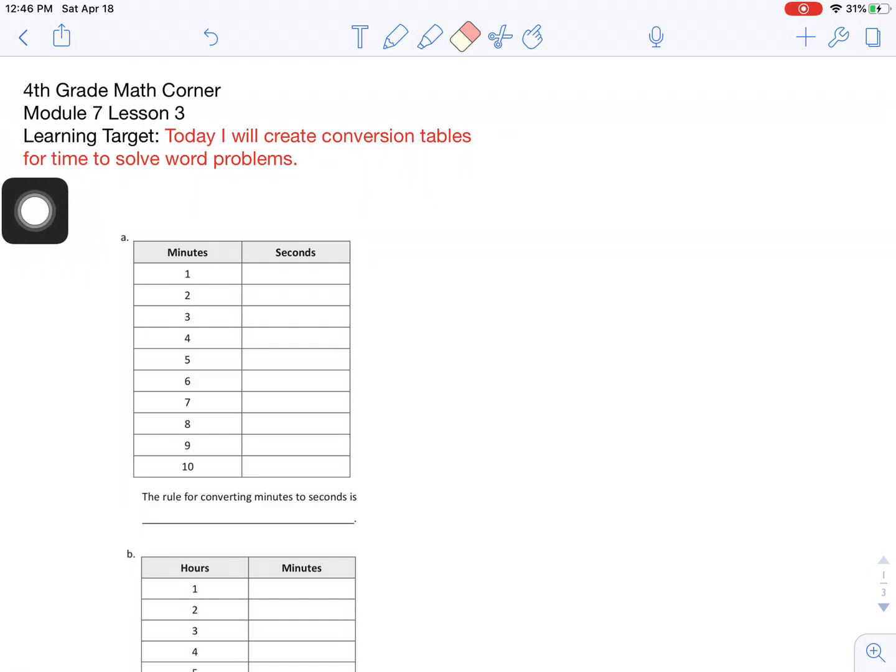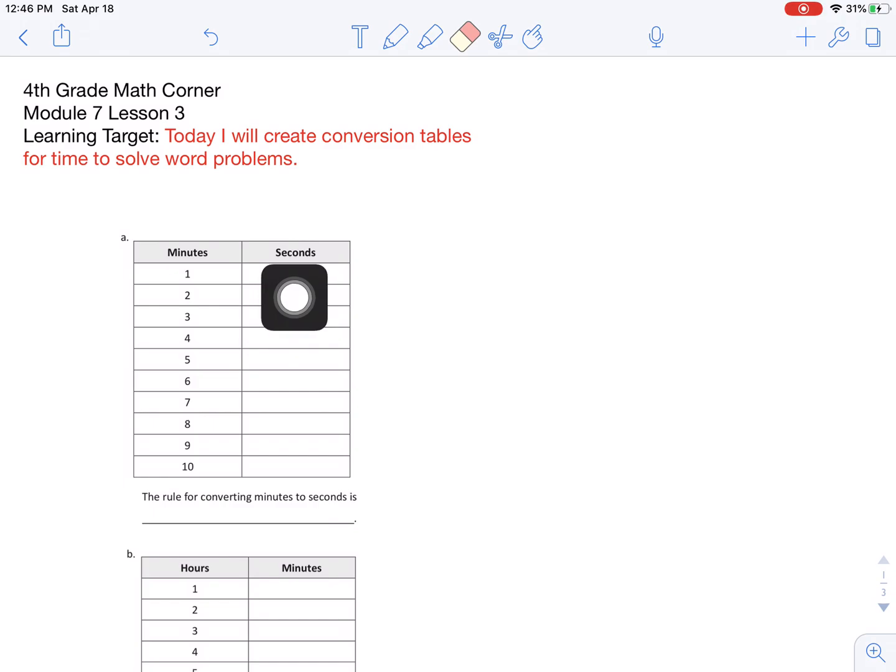Some of the things we use to measure time are seconds, minutes, hours, days, weeks, months, years, and then it increases from there. So we're going to talk about a few of those today. This first conversion table we're going to look at is moving from minutes to seconds.